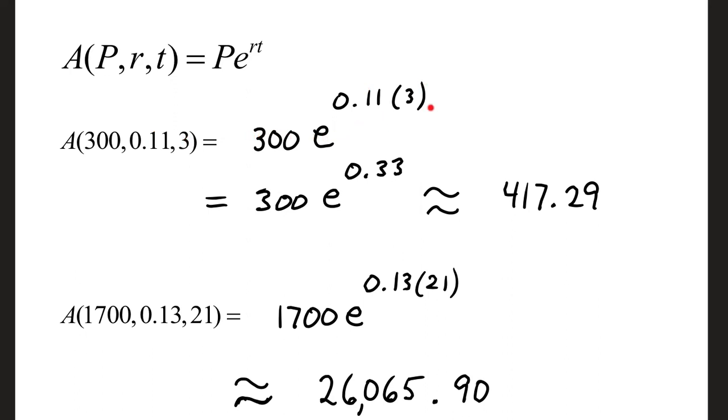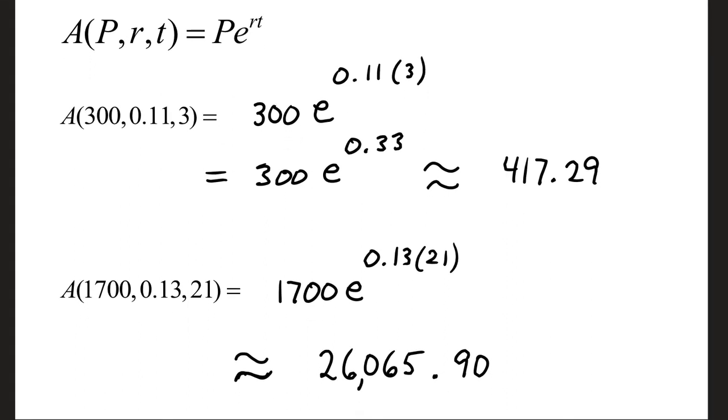Plugging this into your calculator, remember you can access E by hitting second and your natural log or ln button. Carefully typing this in, make sure both of these numbers count as the power of E. You can also put these two numbers together and just call it 0.33. Typing this in, we get 417.29.